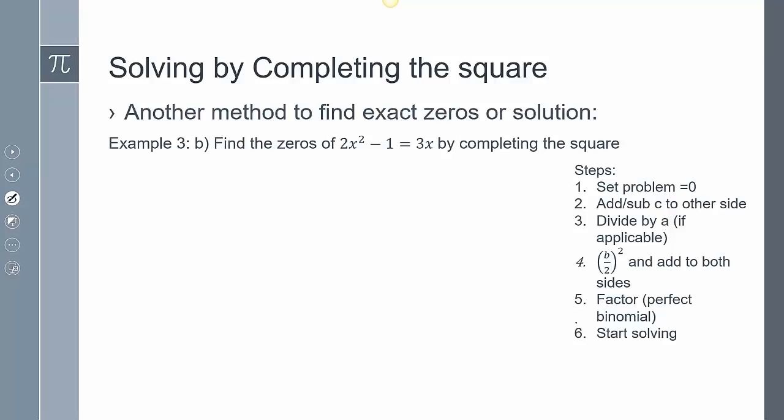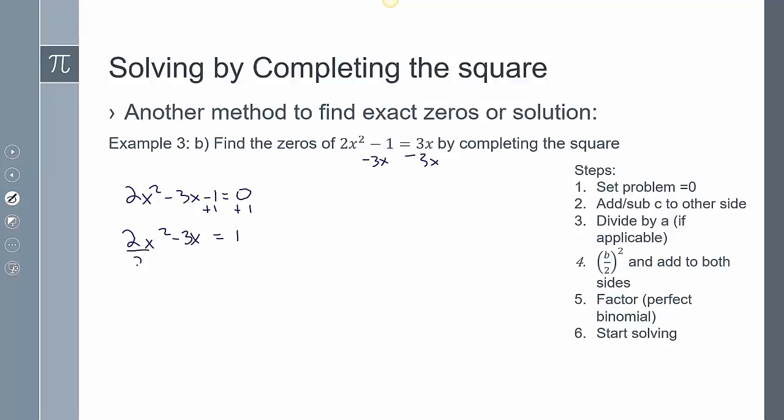For this second example, first thing I want to do is set the problem equal to 0. So I want to subtract 3x on both sides. And so I'm going to get 2x squared minus 3x minus 1 equals 0. Now I want to add and subtract that c, which is step 2. And so I get 2x squared minus 3x equals 1.